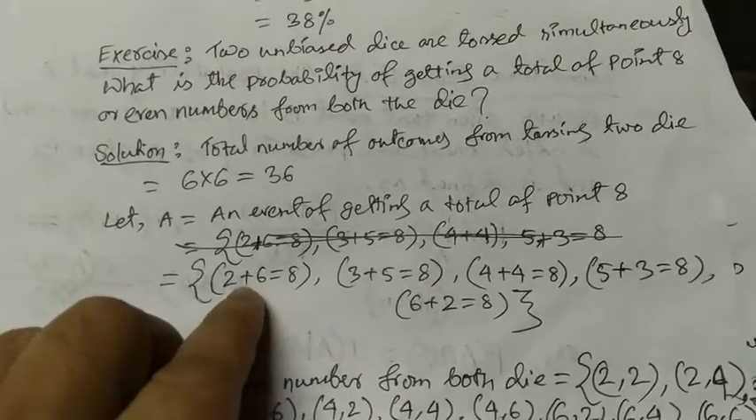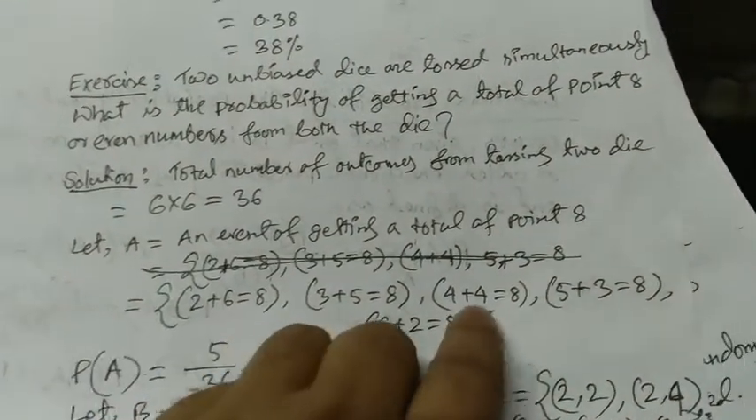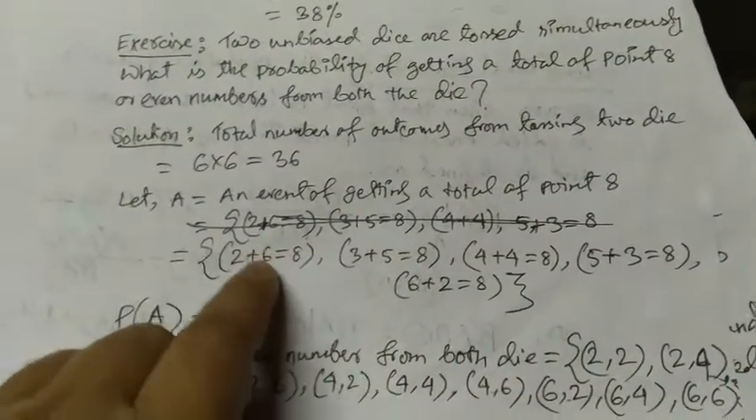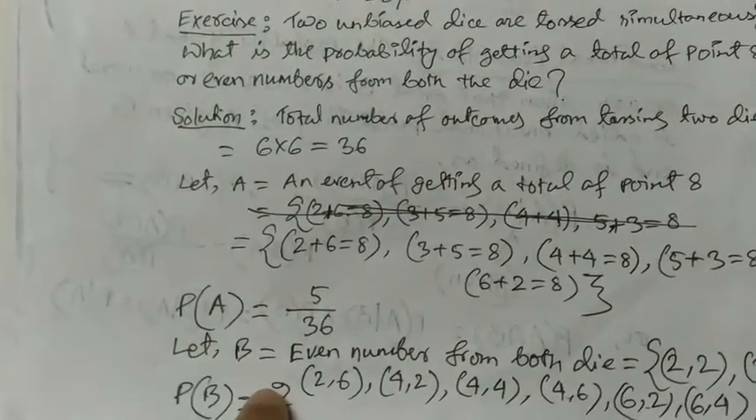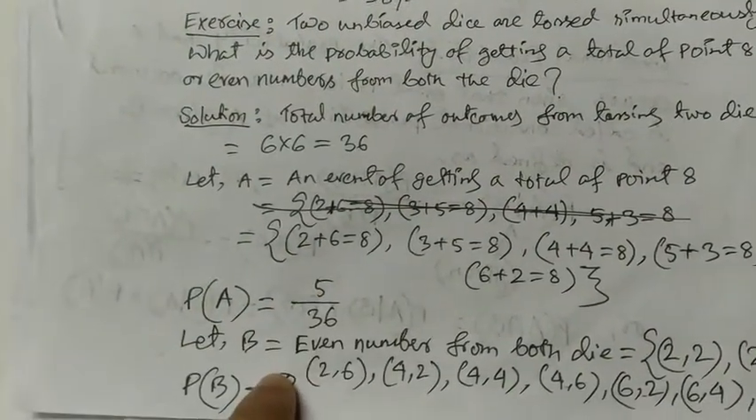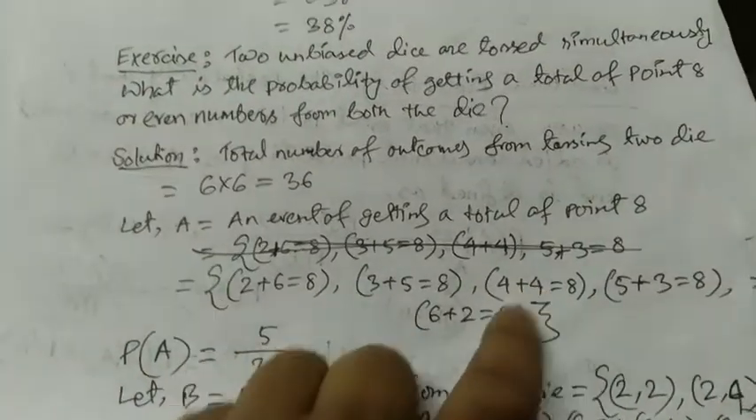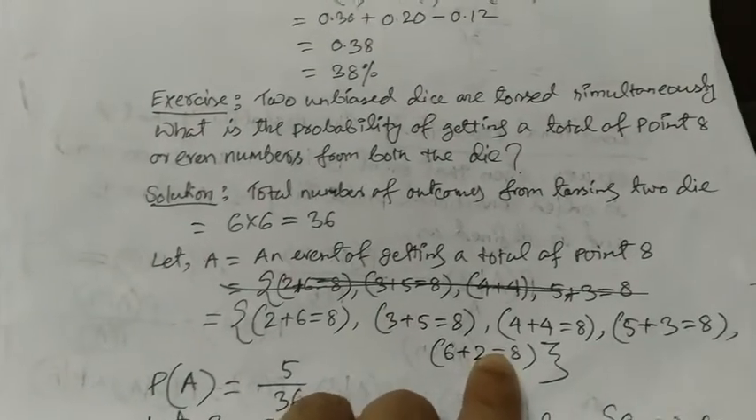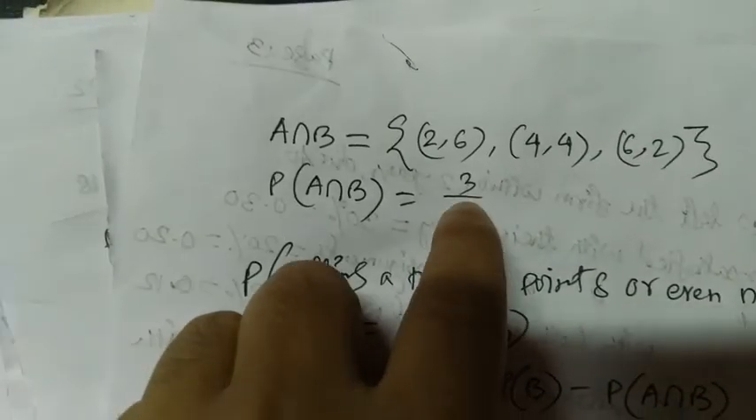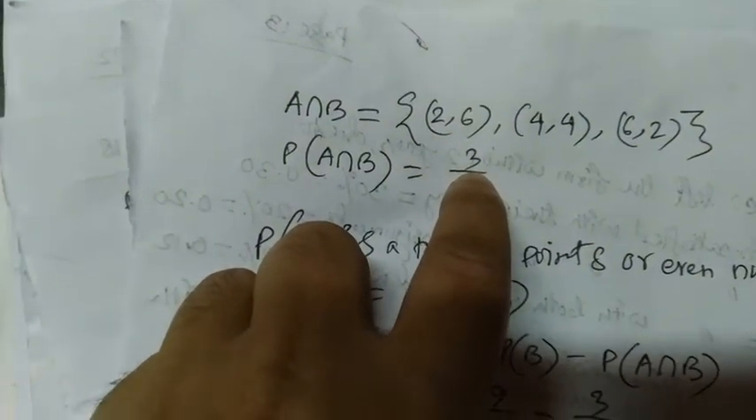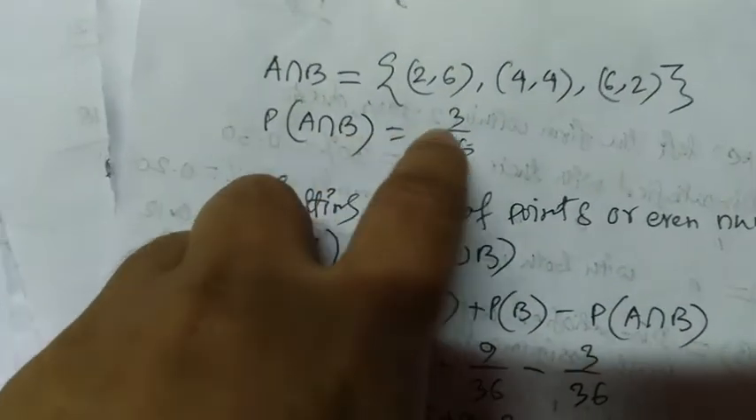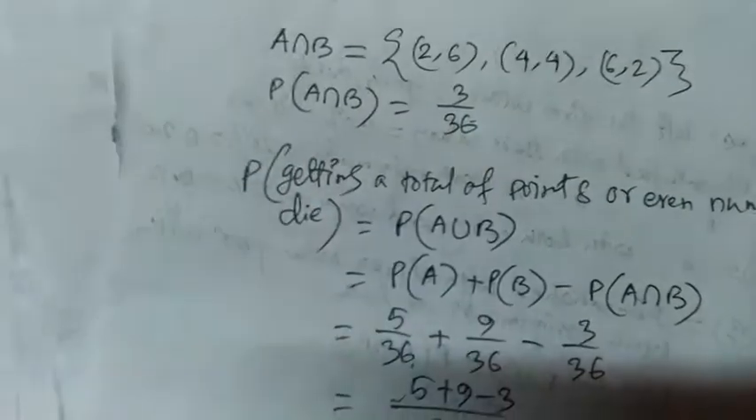You can see this 2 is an even number, and all of these are even numbers. So between event A and event B we have only these common. That means only 3 outcomes are common between event A and event B. So the probability is 3 divided by 36.